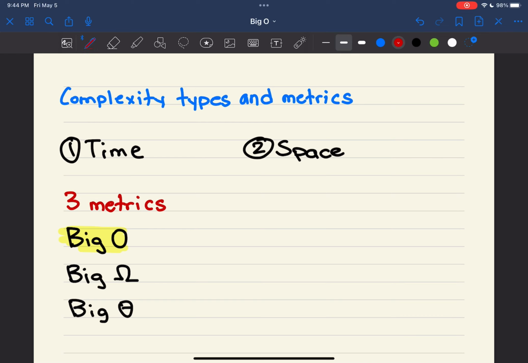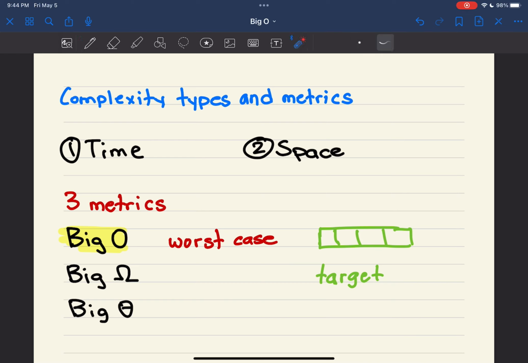But big O analyzes the algorithm in the worst case. What that means is, for example, if we have a list of integers that are unsorted and we want to write an algorithm that would find the index of a target integer in this list. So let's say our program goes through each integer until it finds the target.